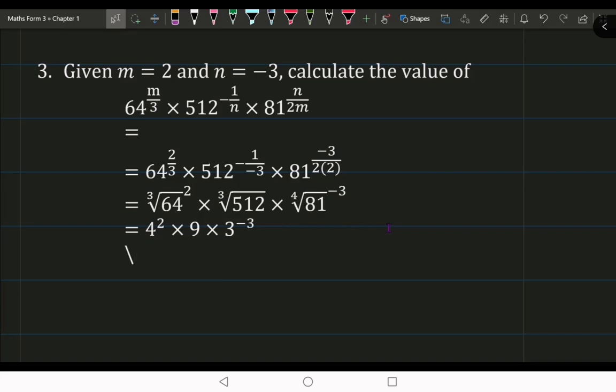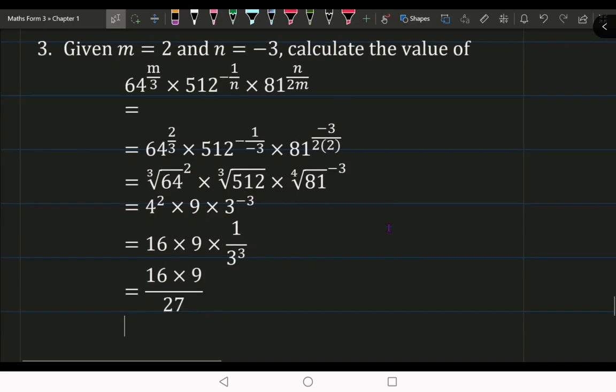Next one, we are going to go for the next one by seeing 16 times 9 times 1 over 3 power 3. That is what it means here. So we go for this one. We got the answer 16 times 9, divided by 27.